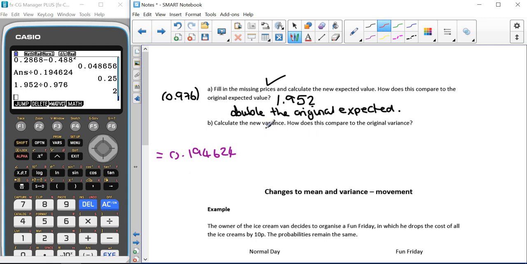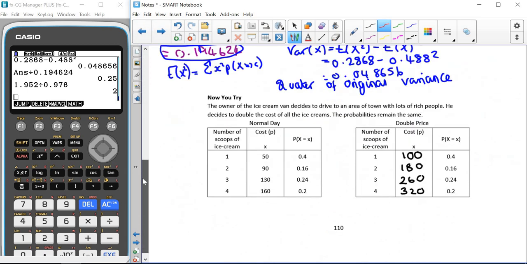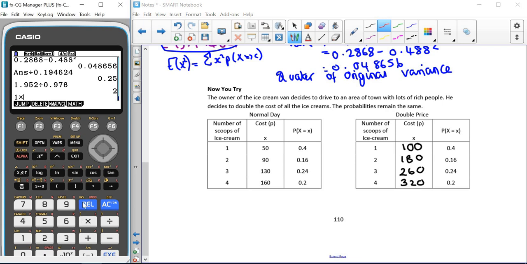So for the variance, we're going to have to do E of x squared. So that gives us £1 squared times 0.4 plus £1.80 squared times 0.16 plus £2.60 squared times 0.24 plus £3.20 squared times 0.2.